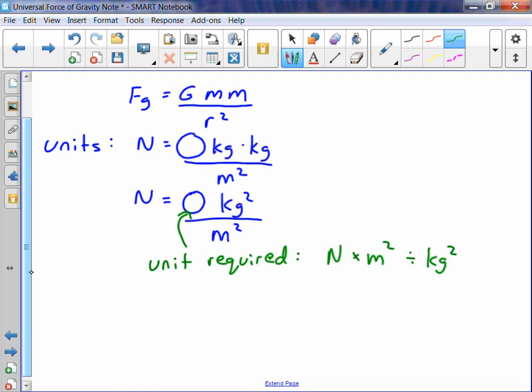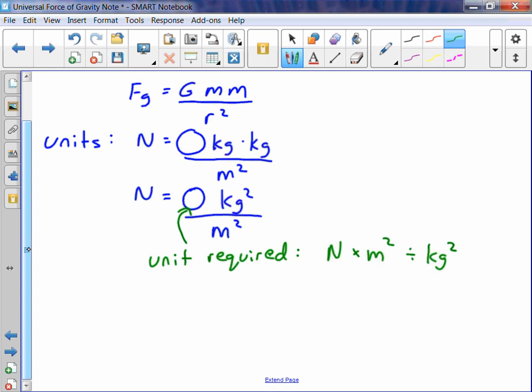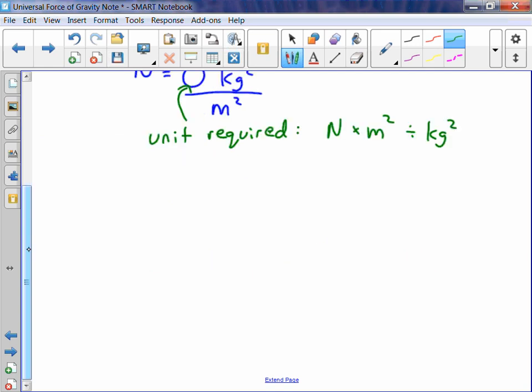It started off with, I think it's called the Cavendish experiment. You know what? Let me show you. A picture's worth 1,000 words.